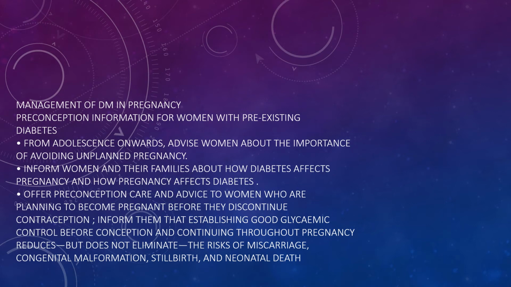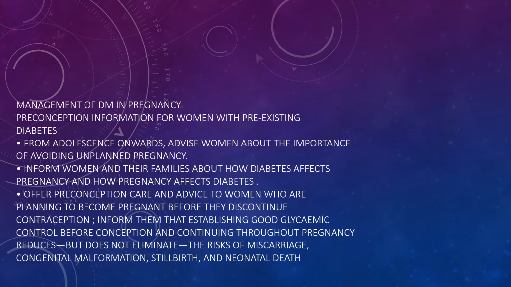Regarding management of diabetes in pregnancy, when we receive the patient in pregnancy, we receive two types of patient: either a patient already diagnosed with diabetes, type 1 or type 2, or the diagnosis of diabetes is made during the pregnancy, and it is called gestational diabetes.